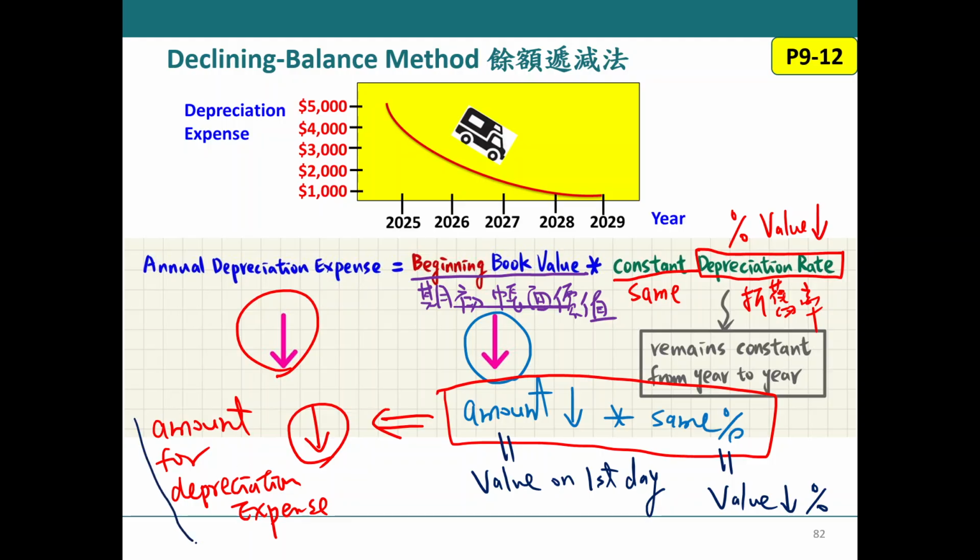Also, this means what? Amount for depreciation expense means amount of value decrease.